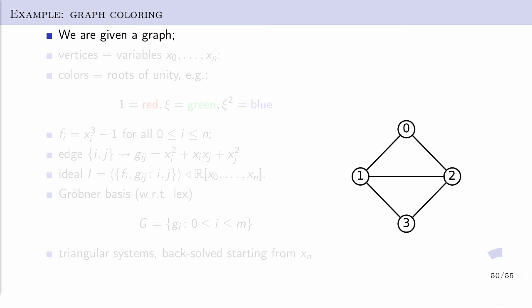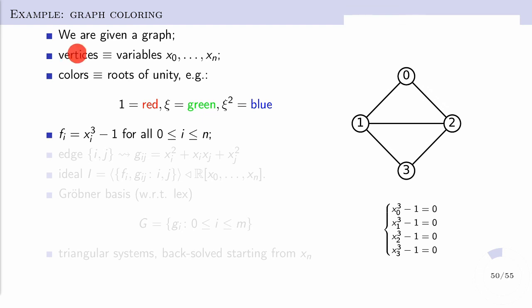So how can we do it using Grobner basis? First of all, to every vertex we assign a variable. So if we have 4 vertices here, then we have 4 variables, x0, x1, x2, x3. Every vertex is represented by a single variable. Now we represent colors by roots of unity. For example, we want to color this graph using 3 colors, which is possible for this graph. So we have 3 roots of unity. Let psi be the primitive root of unity of degree 3.